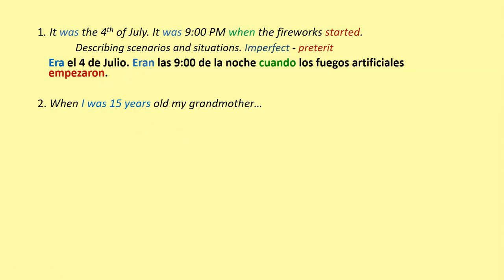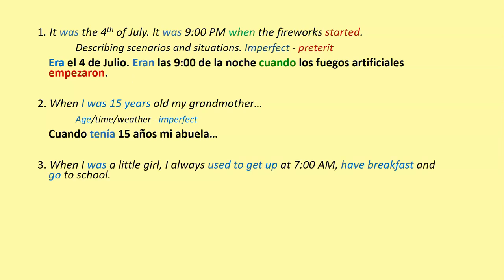Número 2. When I was 15 years old, my grandmother. Age is always in the imperfect. Cuando tenía 15 años, mi abuela. Número 3. When I was a little girl, another phrase that is in the imperfect. I always used to get up.